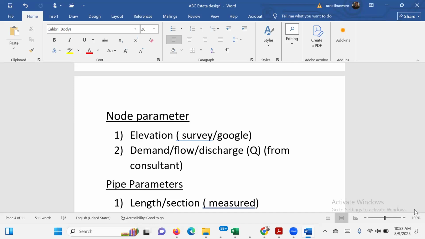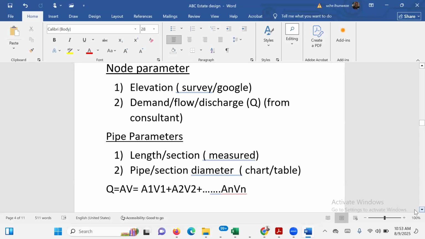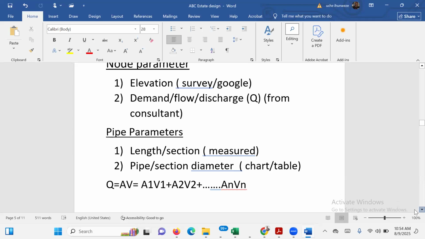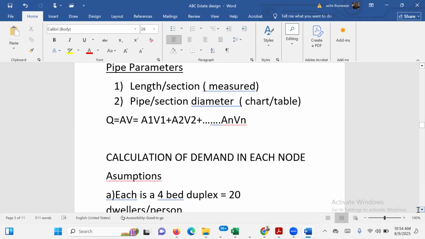The second one is the pipe parameters, which is the length of the pipe and the diameter of each pipe. What is the length of each pipe and what is the diameter of each pipe? Like we said, we all know this: Q equals AV, and it's going to be A1V1 plus A2V2. So it means the final diameter of the pipe will be a function of the summation of the other downstream pipes. I mean, this is a simple thing.